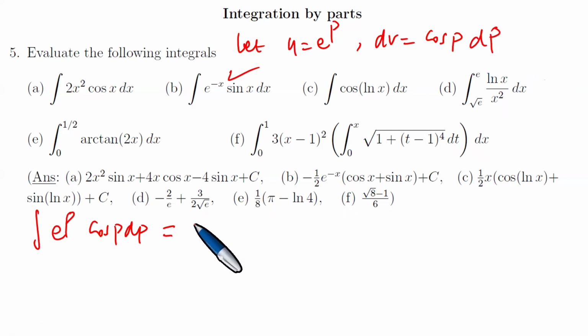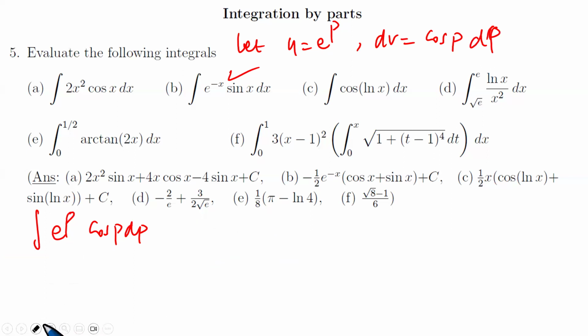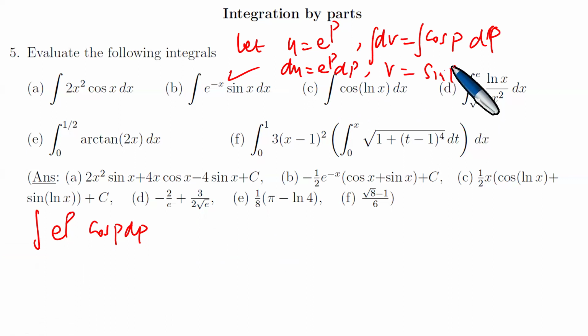So therefore, this is the integral of this. e to the p is actually a u. U is e to the p, and cosine p is equal to what? Anyhow, what I'm saying here is it is integration by parts we're doing. So let's first find du: u equals e to the p, du equals e to the p dp. And then this one here, you integrate both sides, and you get v is actually the sine of p.